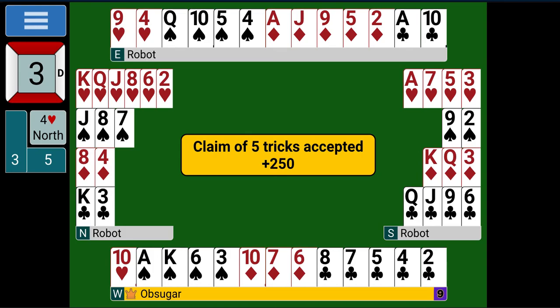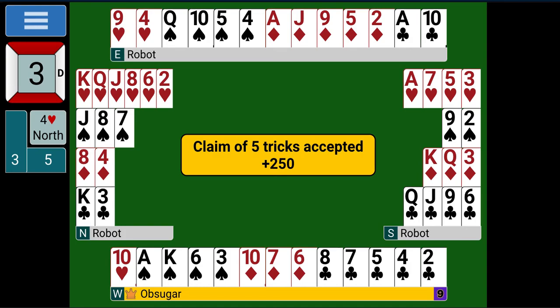But the key was that as they led the hearts, we could have seen that our partner was showing out on the second one. And that would give us 6, 3, 2, 2. That would give us the thing. Let's try another one.